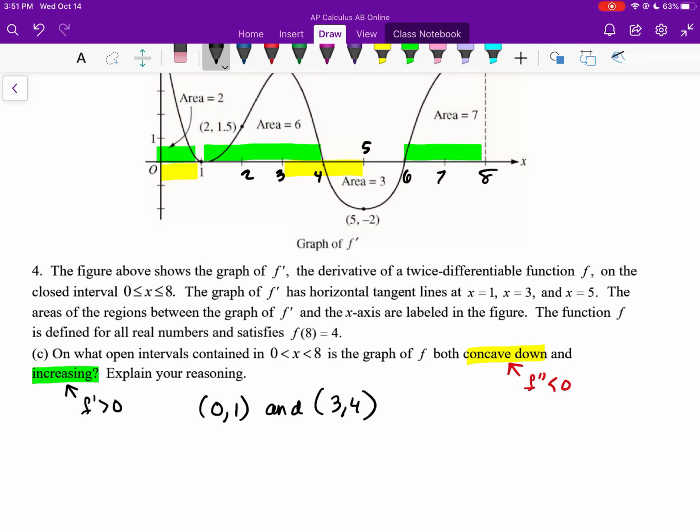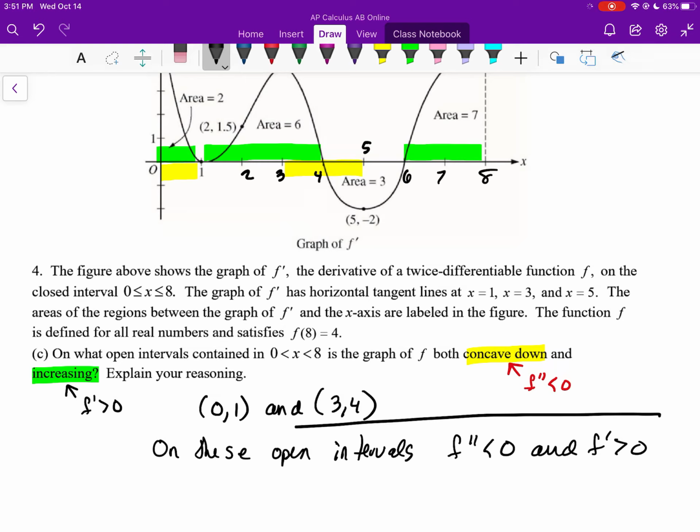They ask us to explain our reasoning, and we'll do something like this. On these open intervals, what's true about this? f double prime is less than 0, and f prime is greater than 0. Oops, really want to circle everything.